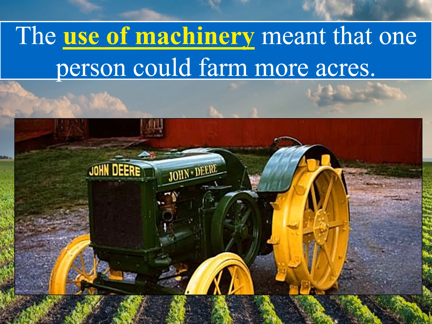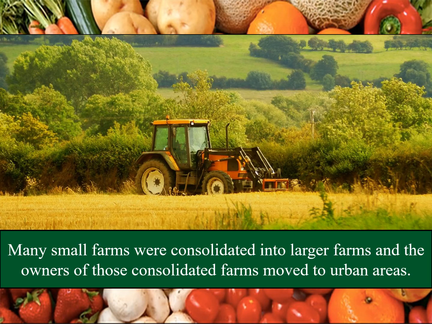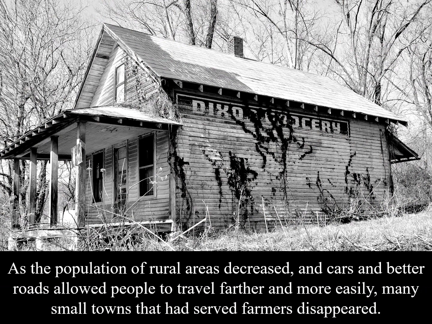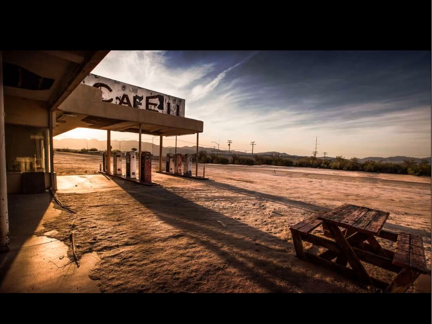The use of machinery meant that one person could farm more acres. Many small farms were consolidated into larger farms, and the owners of those consolidated farms moved to urban areas, so a lot less farmers. As the population of rural areas decreased and cars and better roads allowed people to travel farther and more easily, many small towns that had served farmers disappeared. And as we learned in Unit 1, these are known as ghost towns.